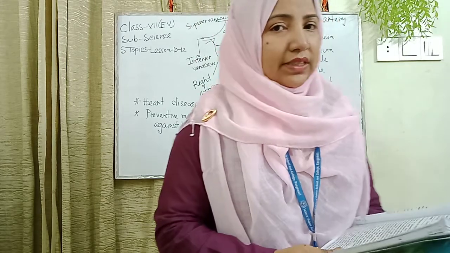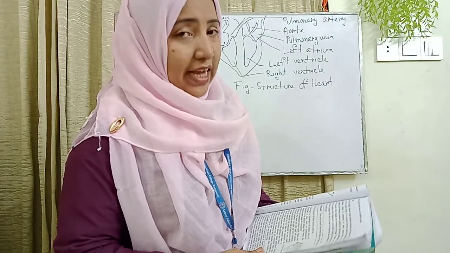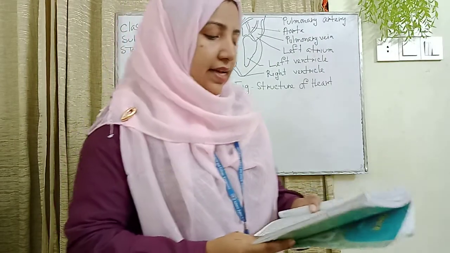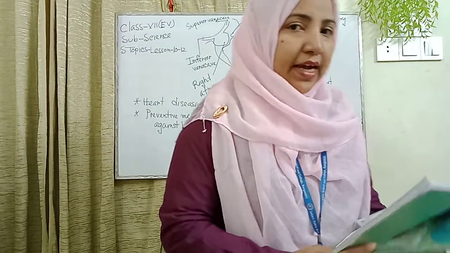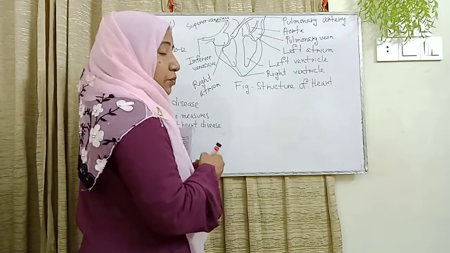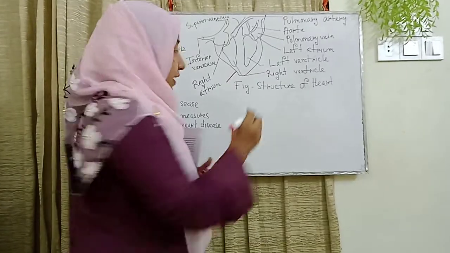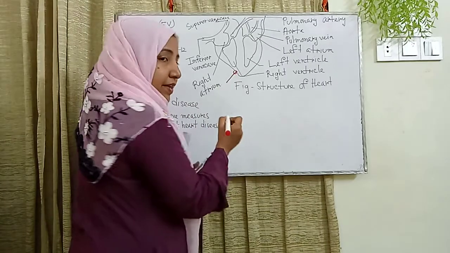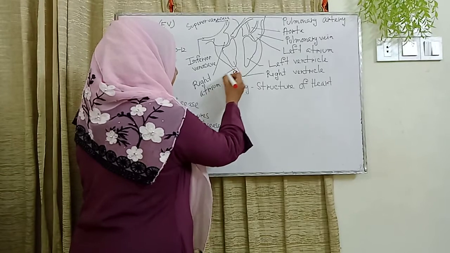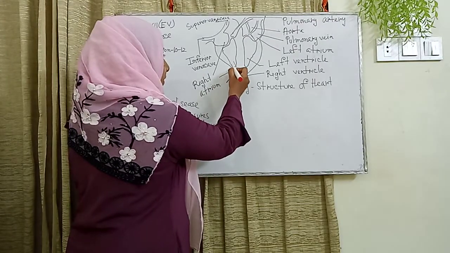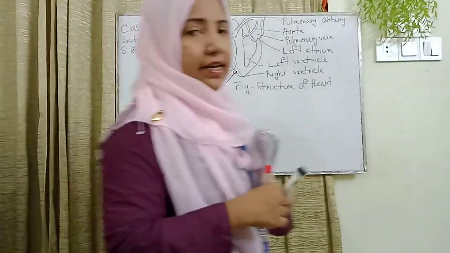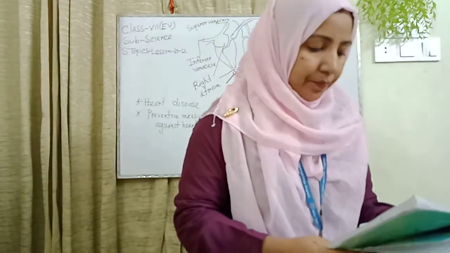Here, please everyone see the books. I will explain in detail. Here, the outer layer is the epicardium. Please everyone see the board. Here, this structure is the epicardium. The second structure is the myocardium, and the third is the inner layer, the endocardium.